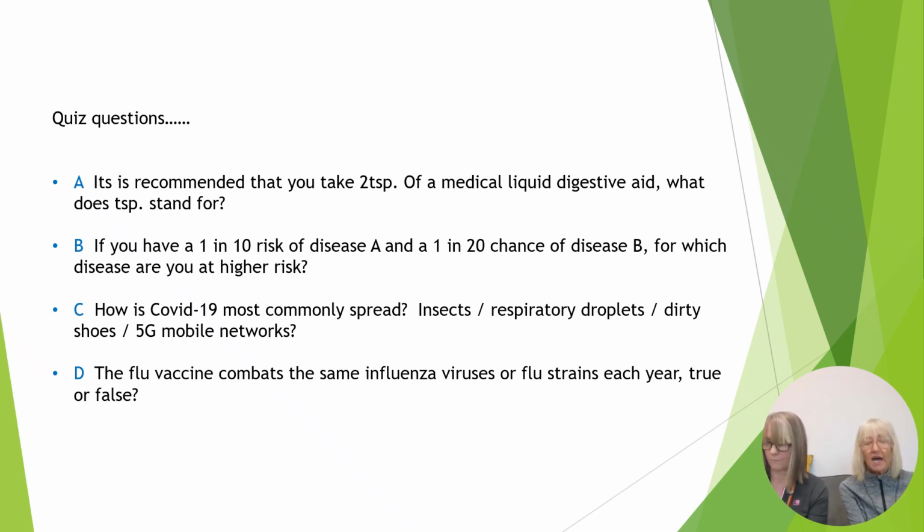And the answers are: for A, TSP stands for teaspoon. B, it's disease A, as 1 in 10 is equivalent to 10% and 1 in 20 to 5%. This is the one that confuses quite a lot of people. C, respiratory droplets. And D is false. Each year there are different strains around and new vaccines have to be prepared with them.